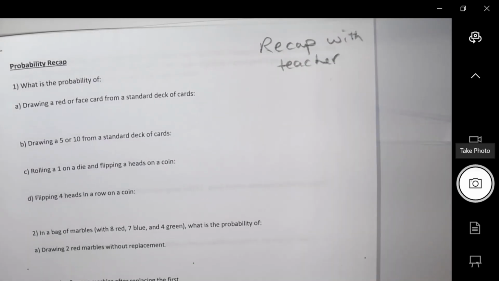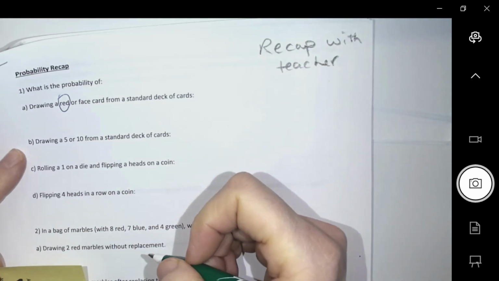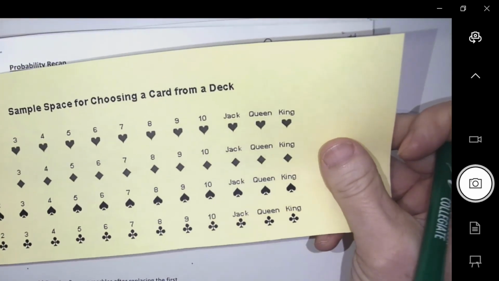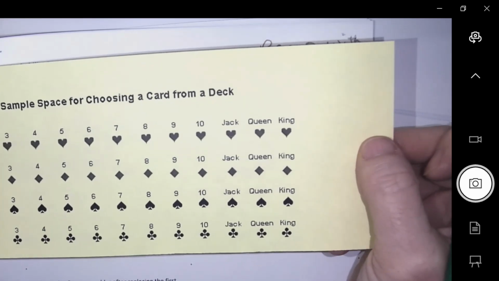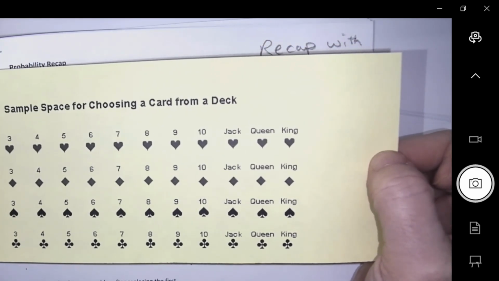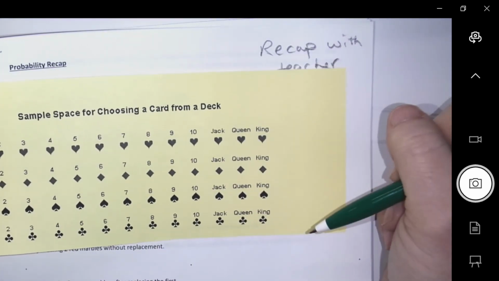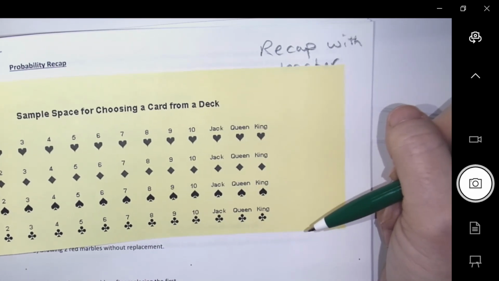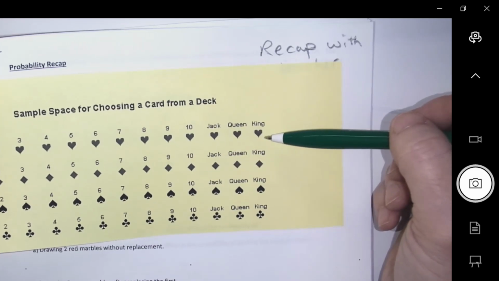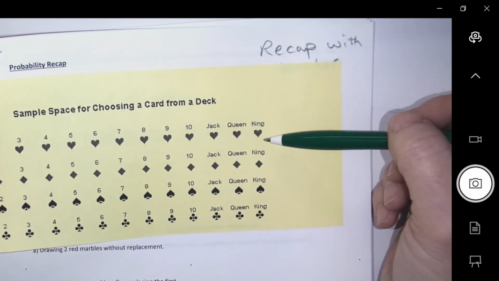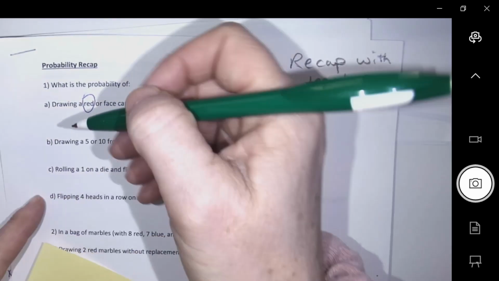Okay, what's the probability of drawing a red? So how many red cards are in this deck? Let's just make everything out of 52. How many red cards would you have? Right? We all remember there's 52 cards in the whole thing. How many of them are red? Half of them. What's half of 52? 26.